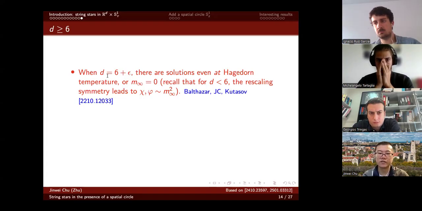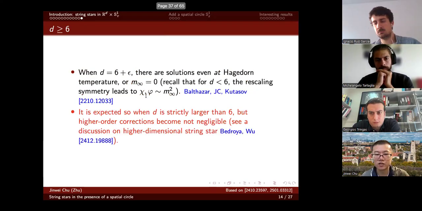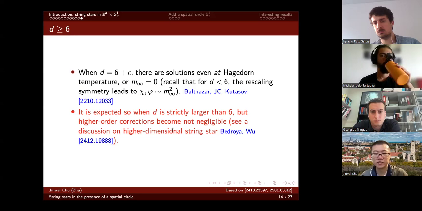However, when D is slightly larger than 6, the situation is completely different. There's an even solution at beta Hagedorn. That's quite interesting. And we also expect it to be true for any D larger than 6. However, when D is strictly larger than 6, higher order corrections are not negligible. So we're not 100% sure. And by the way, you can see a recent paper by Bartos and Wu for discussion on higher dimensional string star.